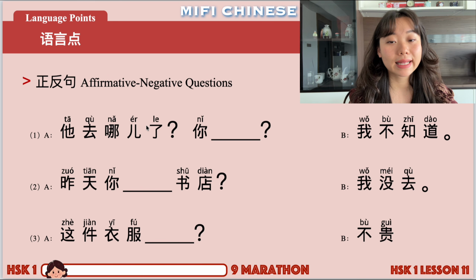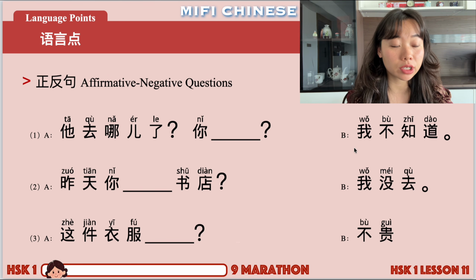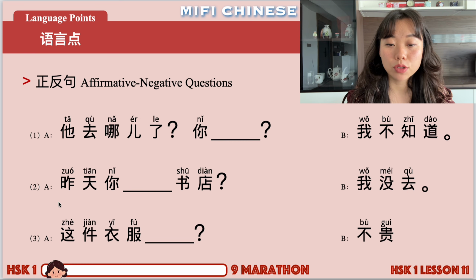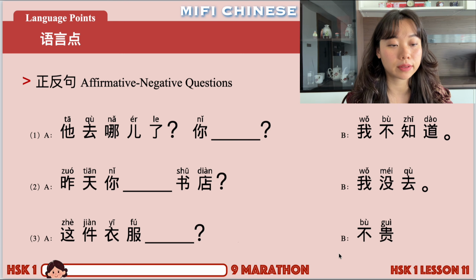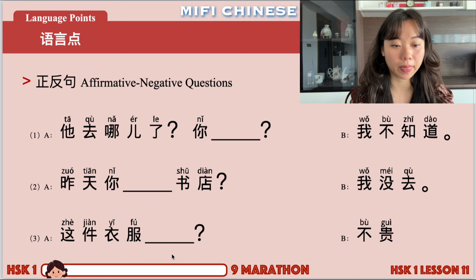First one, 他去哪儿了? 你 ___. And then the other person can answer with 我不知道. So what can we put here in the blank? Next one, 昨天你 ___ 书店. You can answer with 我没去. Third one, person A says 这件衣服 ___, and then person B answers with 不贵. So what should we put in the blank here? You can pause the video here until you get the answer.